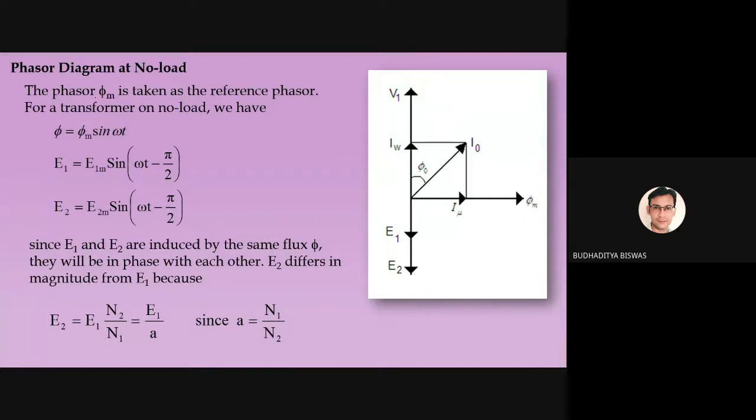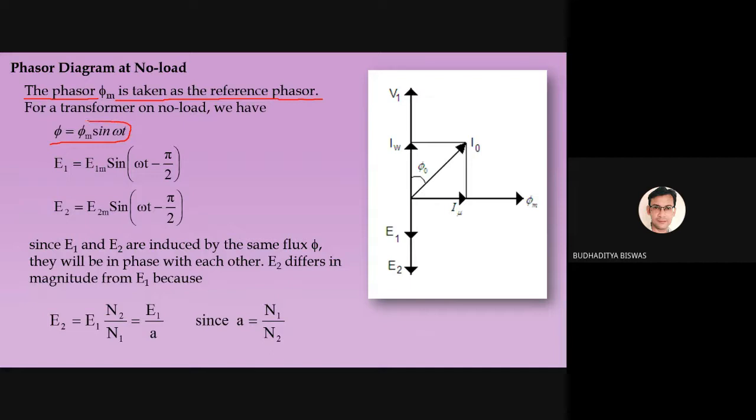The phasor phi m is taken as the reference phasor. As I mentioned earlier, as this flux phi is common to both the primary and secondary winding, we should take it as the reference. So for a transformer on no load, we have phi equal to phi m sin omega t.